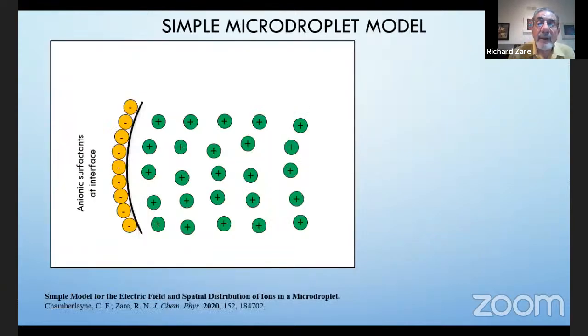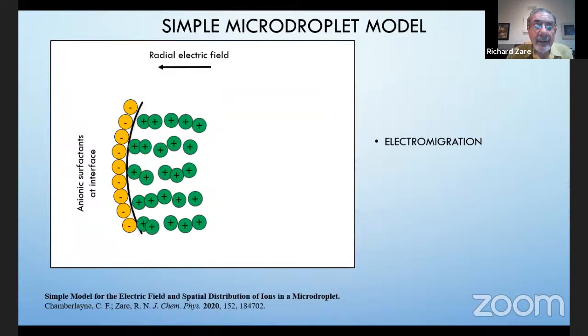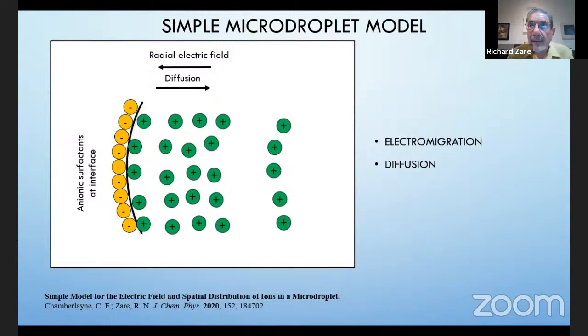Now, what is the simple model? This is now an ionic surfactant at the interface of some sort, and we get electromigration, okay? We expect these things happen. This is a simple model, and there's a nice publication by graduate student Christian Chamberlain on this that I recommend to you to look at. And we have diffusion. So the two are fighting each other. Remember, diffusion wants to equilibrate the system, make it all homogeneous. Electromigration wants to pull positive charges next to negative.